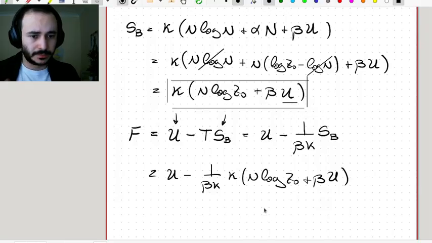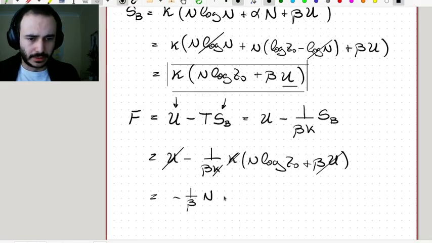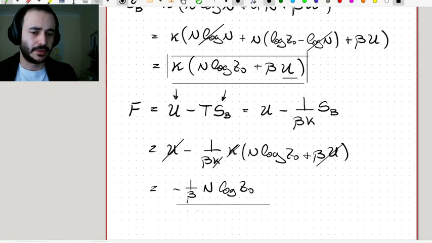So what do I get here? The k goes away with the k, the beta goes away with the beta, and then the u goes away with the u because they have different signs. And what I'm left with in the end is minus 1 over beta. This went away already, yes. And here I have the logarithm. Wait a second, because I'm missing something. No, that's correct. So this logarithm of z0. So that's just the free energy of my system.